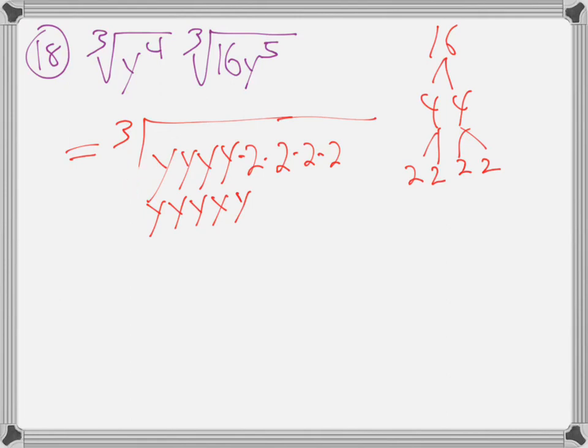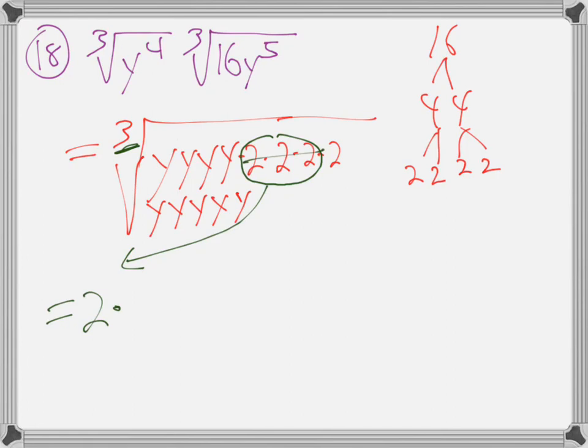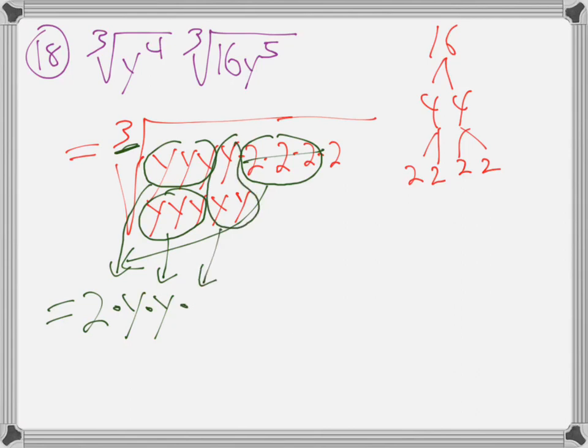I should make that bigger. That's all in the cube root. Okay, so now it's a cube root. It's a 3-for-1 deal. So I'll do the numbers first. 3 2's in sends 1 2 out, and they're gone. 3 y's in sends 1 y out. 3 more y's in sends another y out. And 3 more y's in sends another y out.